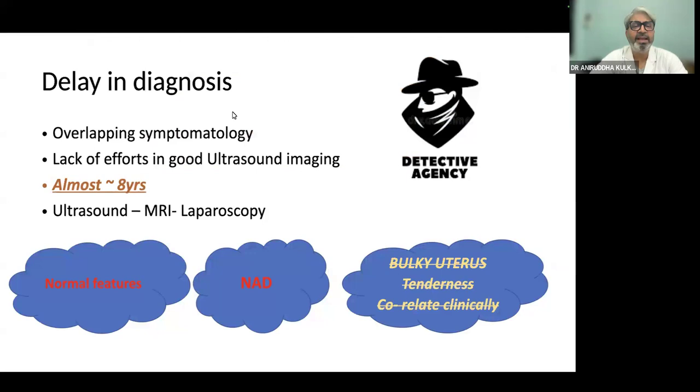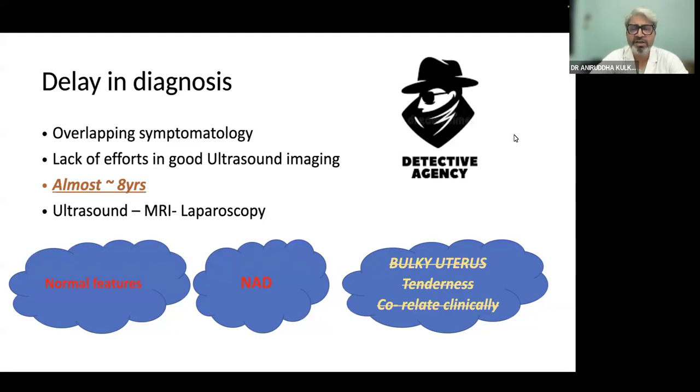The delay in diagnosis of adenomyosis and endometriosis is because of overlapping symptomatology. Lack of volunteer effect on the part of the imaging team could be another reason. It takes almost 8 years to diagnose endometriosis or adenomyosis. Most of the people say that the ultrasound report can be normal. It can show an equivocal finding like bulky uterus, tenderness, kindly correlate clinically. And all those individuals were subjected to either MRI or laparoscopy.